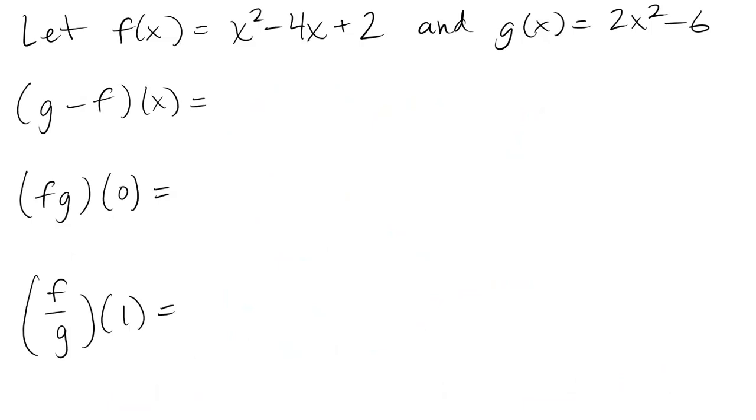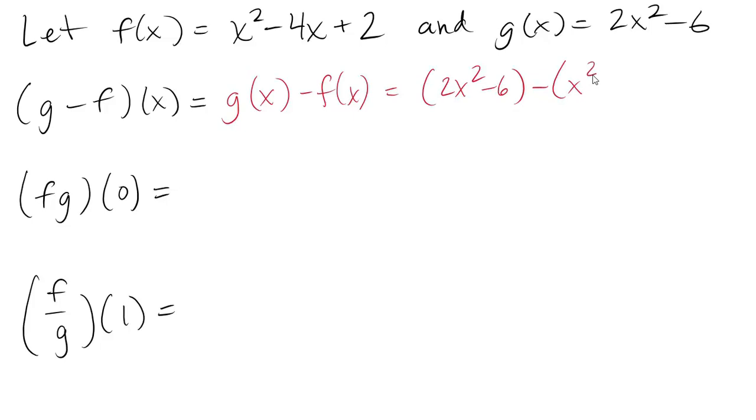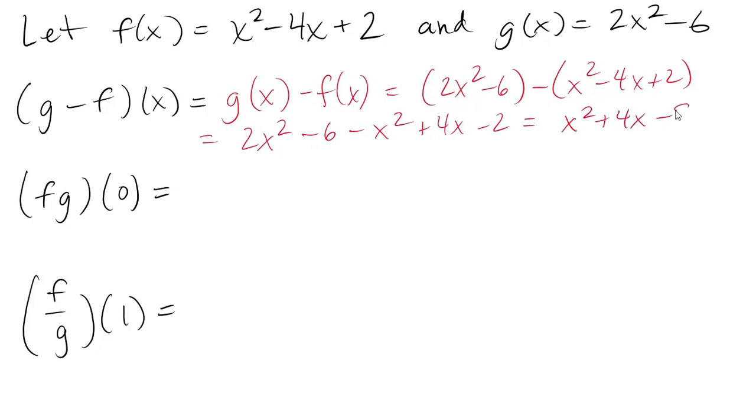Same two functions. The next example is g minus f of x. Well, that's g of x minus f of x. G of x goes first, so 2x squared minus 6 minus x squared minus 4x plus 2. Be careful here to distribute the negative. That's 2x squared minus 6 minus x squared plus 4x minus 2. And when we collect like terms, we get x squared plus 4x minus 8. Our answer is a new function. We're not expecting a numerical answer here because we don't have a specific input.